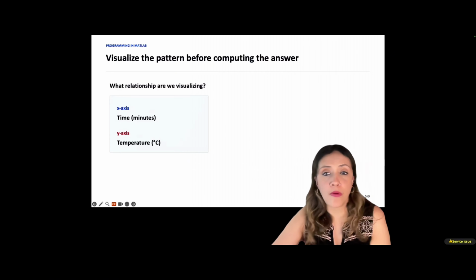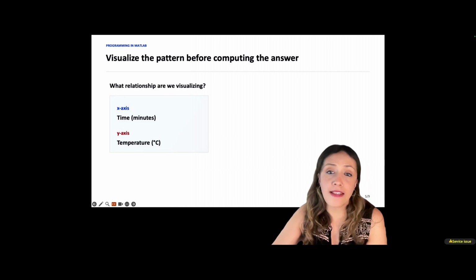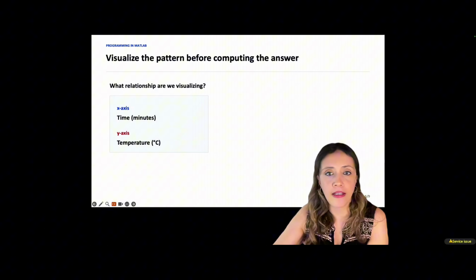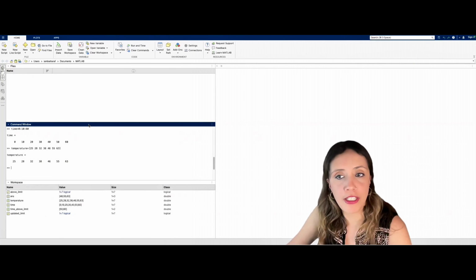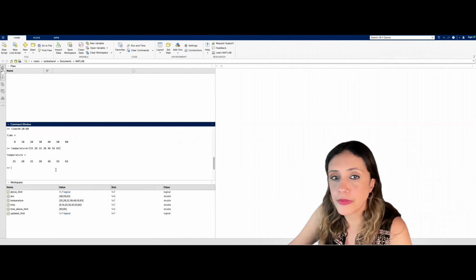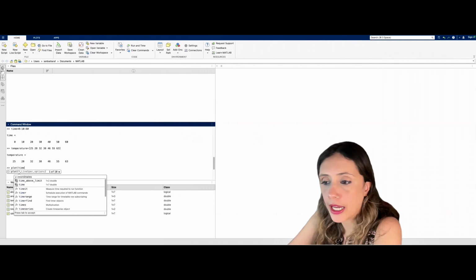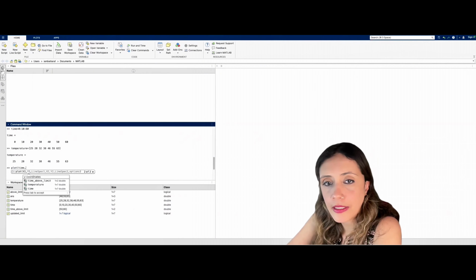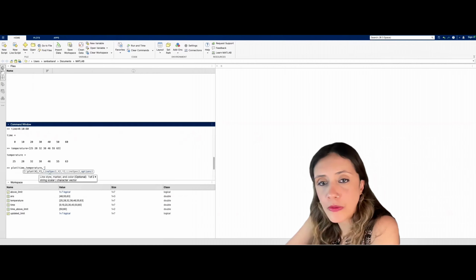So the answer is simple. Since the time is how the test progresses, we will put time on the horizontal axis. And temperature is what we measured, right? So we will put it on the vertical axis. So in MATLAB, we will plot temperature as a function of time. And how do we do that? We do that by typing plot(time, temperature). And here's just the style that we want the graph to display, the line.